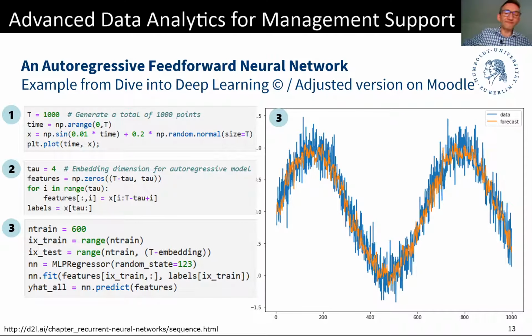And then you can just fit a neural network to that data. In fact, you could fit any machine learning model that you like to that data, and you could let it predict both the training and the test set, which is what I'm doing here. Note that my training set has 600 observations, which means that later on I'm drawing this line.